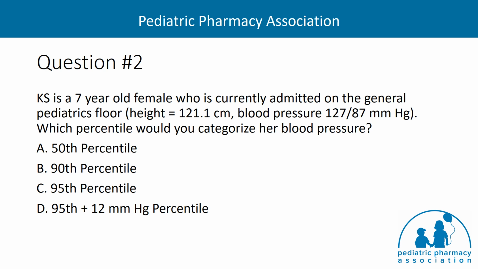I would highly encourage you to pause this video and pull up the AAP hypertension guidelines and go to the appropriate table. That way you are able to practice your response. I'll go ahead and give a few seconds, or you can pause the video. The correct answer is D, 95th plus 12 millimeters of mercury percentile. Let us review how we found that answer.